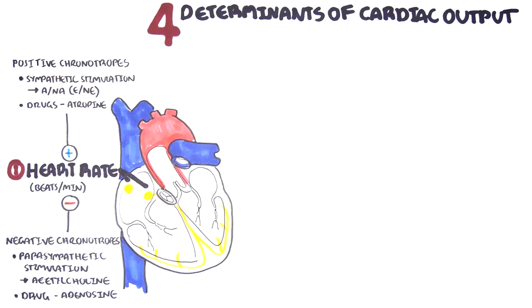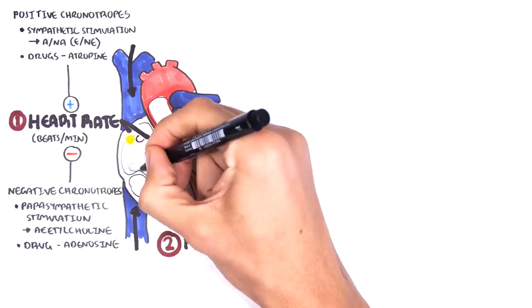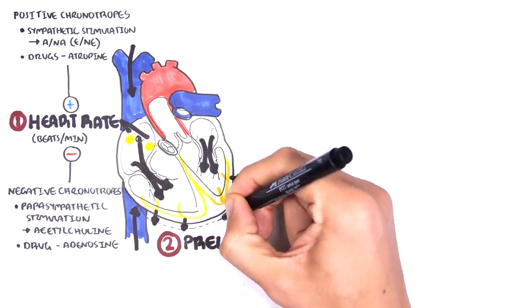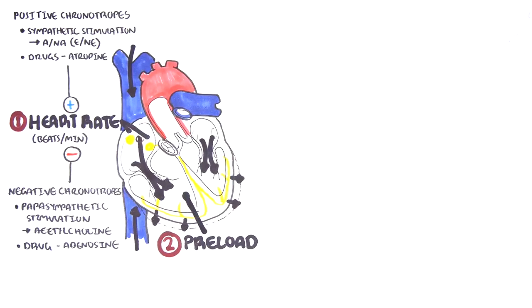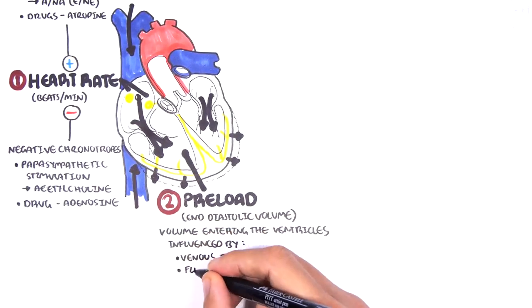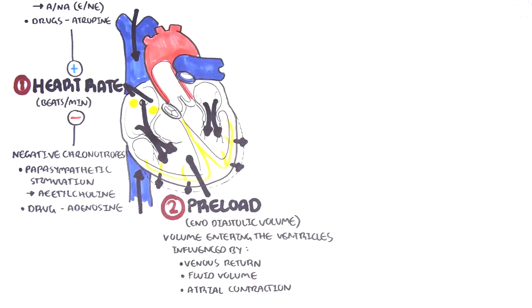The next 3 determinants of cardiac output are the things that influence your stroke volume. The first being preload. Your preload is essentially the amount of blood entering the ventricles during diastole. So it's also known as your end diastolic volume. Again, the preload is the amount of blood, the volume entering the ventricles, and this is during diastole. Preload can be influenced by, therefore, venous return, the blood volume, and also atrial contraction. And the preload again occurs during diastole because this is when your ventricles are being filled with blood.